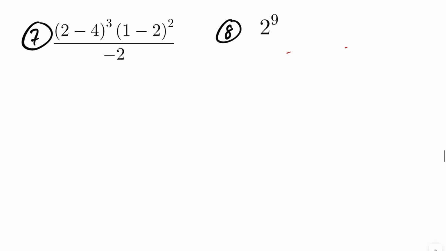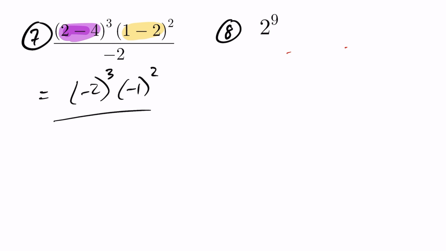All right, let's take a look at the next one. Same idea, you're going to go to your brackets. So I'm going to take care of my brackets, and you can take care of each set of brackets in the same line. So this is going to be negative 2 cubed, negative 1 squared, the whole thing divided by negative 2. You notice here when I changed the 2 minus 4 to a negative 2, I remembered to put brackets around the expression.